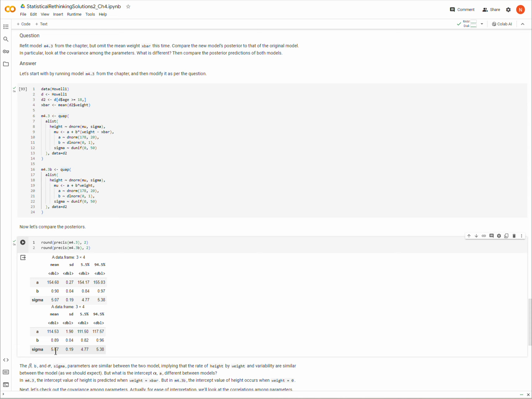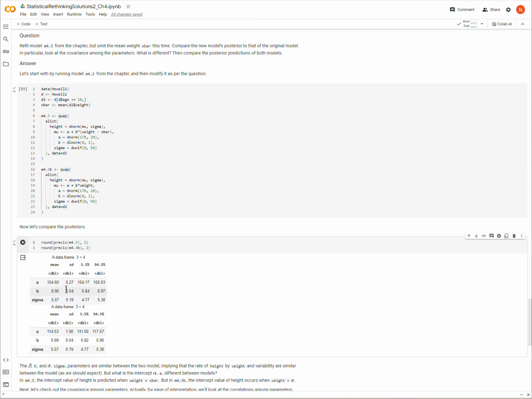So let's compare these. Let's look at the sigma value first. These are basically identical between the two models. And the beta term, which is, again, the relationship between weight and height, these are very similar, not identical, but that's fine. They're very, very similar. Finally, the intercept term.